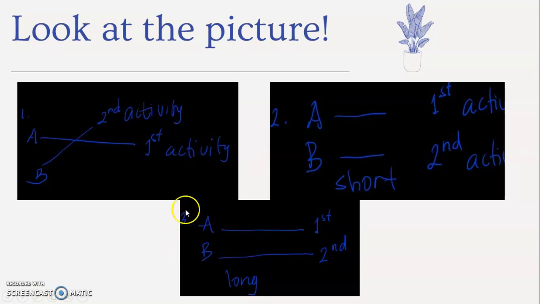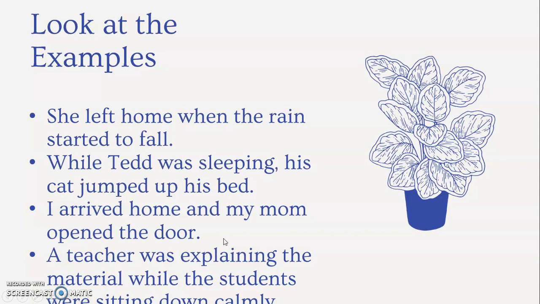And then the third condition, both of the activities need long duration dan tidak saling mengganggu satu sama lain. That's why on the third condition, you may use past continuous for both of the activities. Okay? Look at the examples.